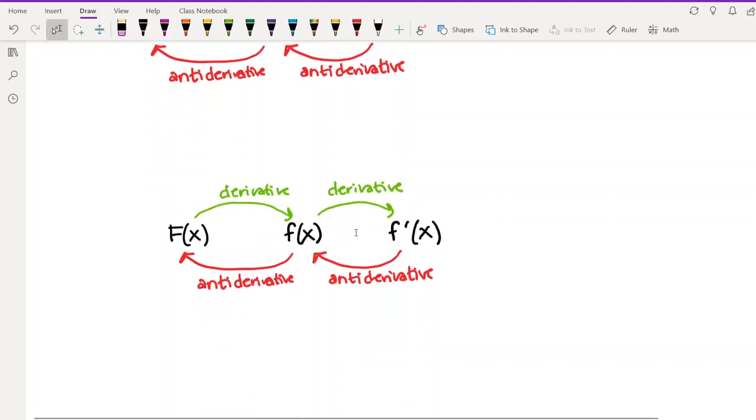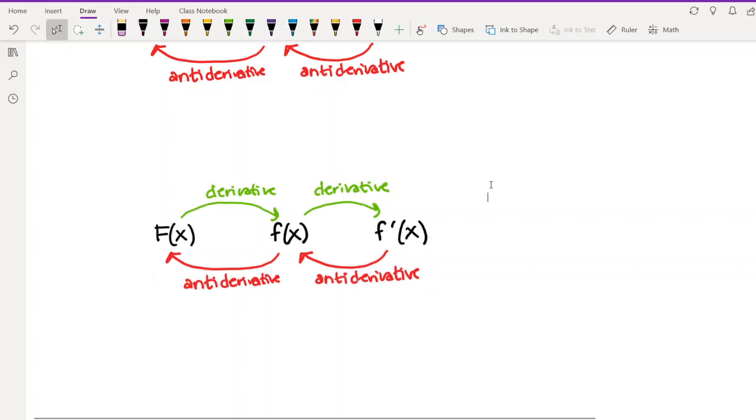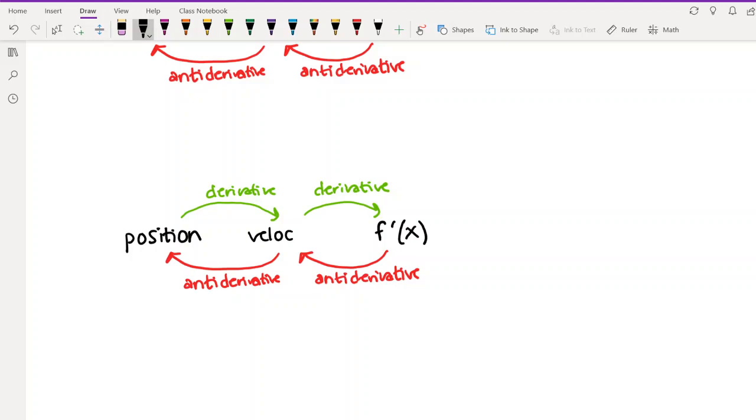But if we're talking about the motion of an object from the point of view of physics, we replace the first function here with s of t, which represents your position function. I'm just going to write the word position. If you take the derivative of a position function, you get a velocity function. And if you take the derivative of a velocity function, you get an acceleration function.